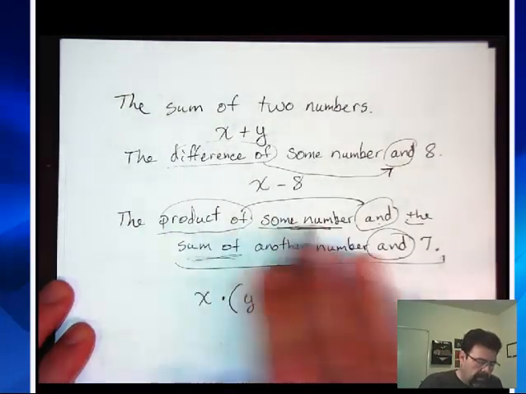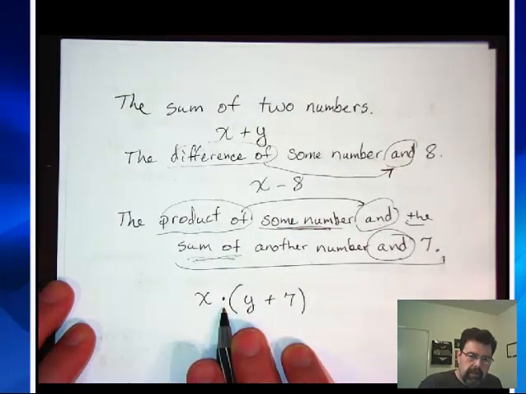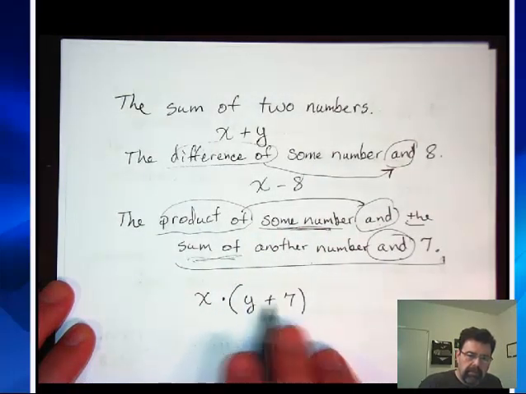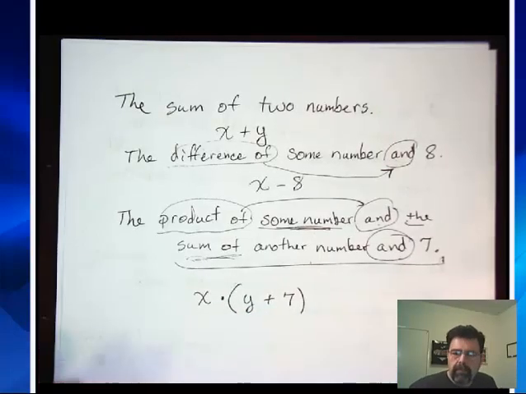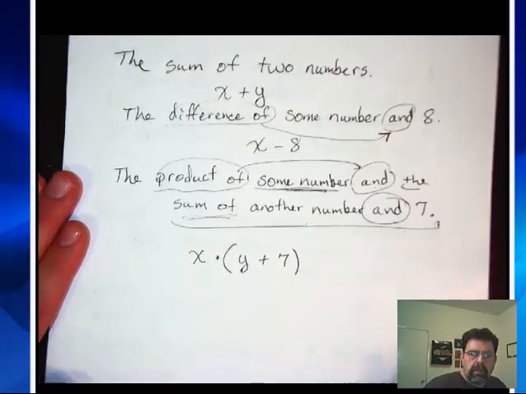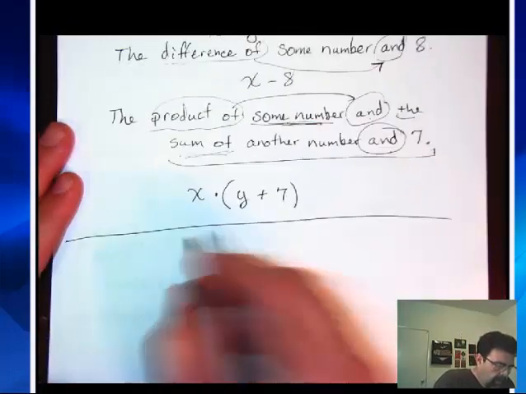So that's the product of some number and now we talk about the sum of another number and 7. Okay, there you go. Okay, a couple more I want to talk about.